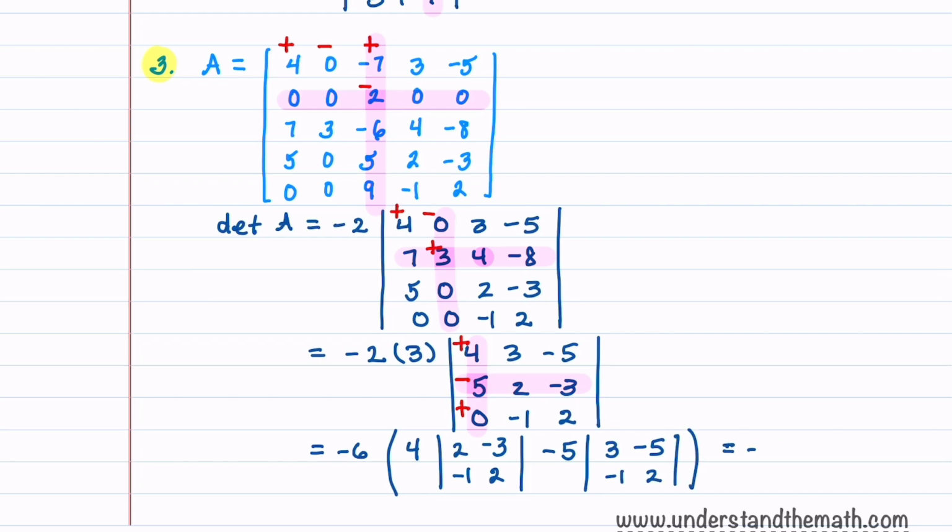This gives us minus 6 times 4. This determinant is going to be a 4 minus 3, which is 1. And let's go ahead and do this one. This is a 6 minus 5, which is also a 1. So we end up with a 4 minus 5 for a final answer of 6. Finding the determinant of these larger matrices just takes a lot of practice, but you can definitely do this.